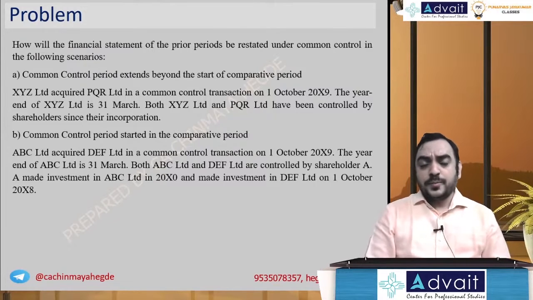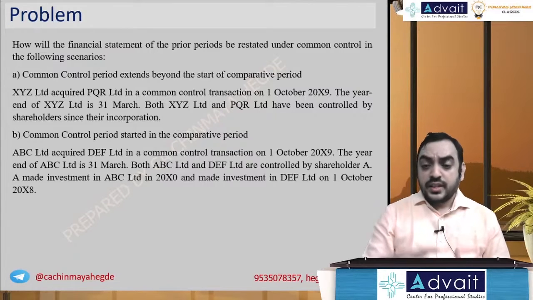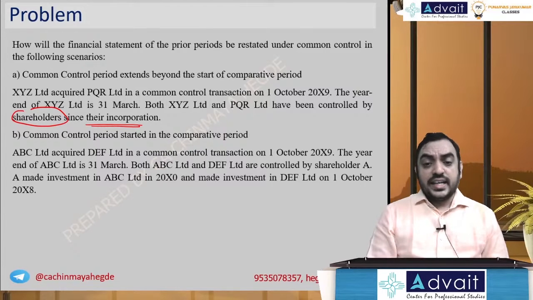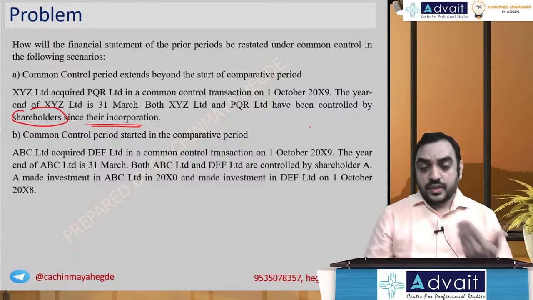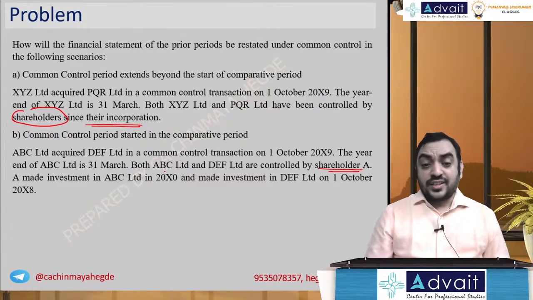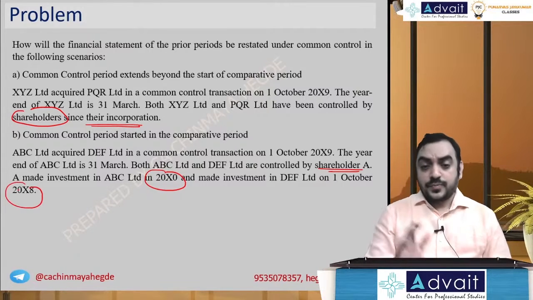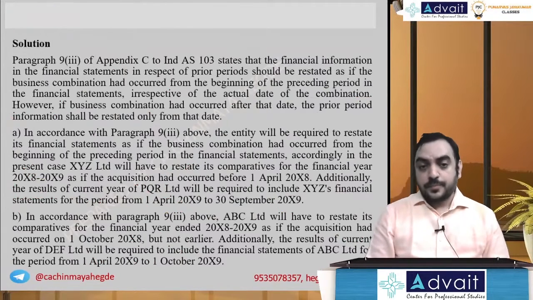Did you get the basic point? In the first situation and in the second situation, what is the main difference? In the first situation, the common shareholder has held them since their incorporation, so since the beginning. Whereas in the second situation, the person having ultimate control, shareholder A here, purchased ABC in 2010, whereas he purchased DEF in 2008. So with two different dates, how is it going to be reported?